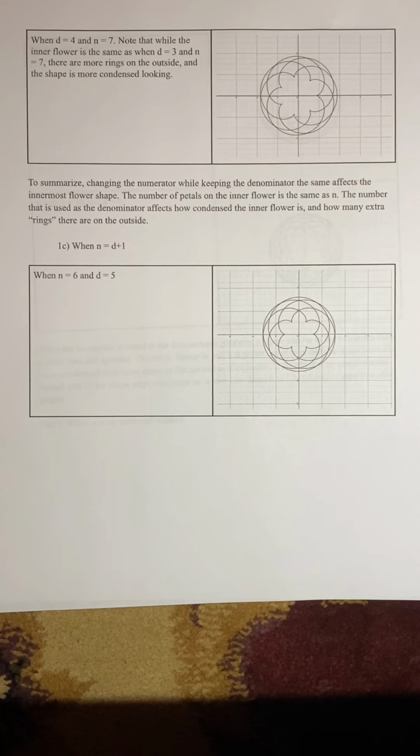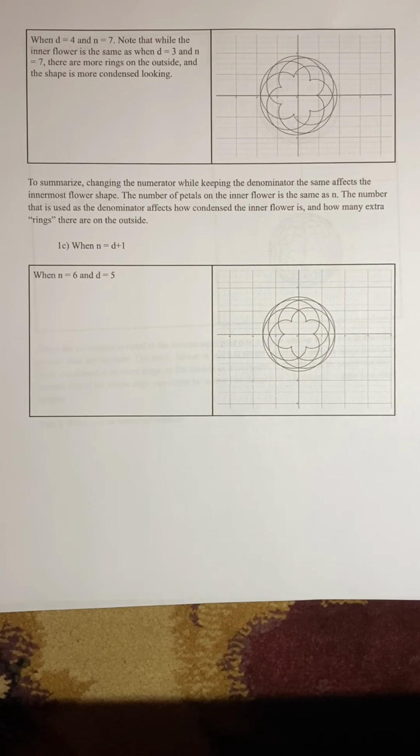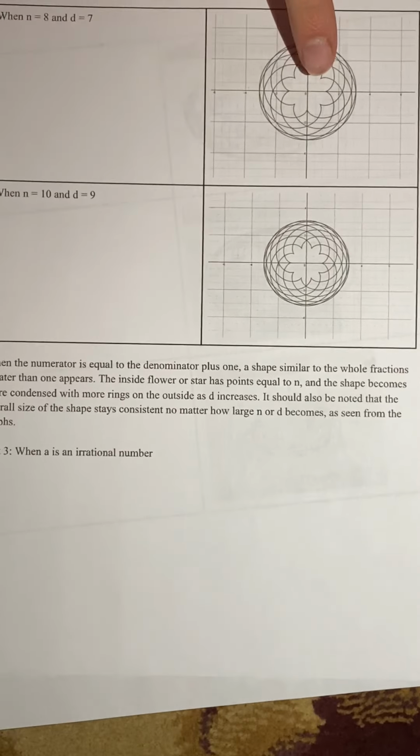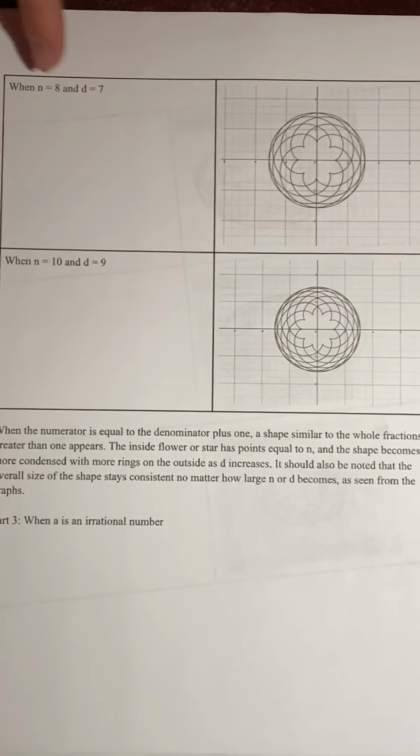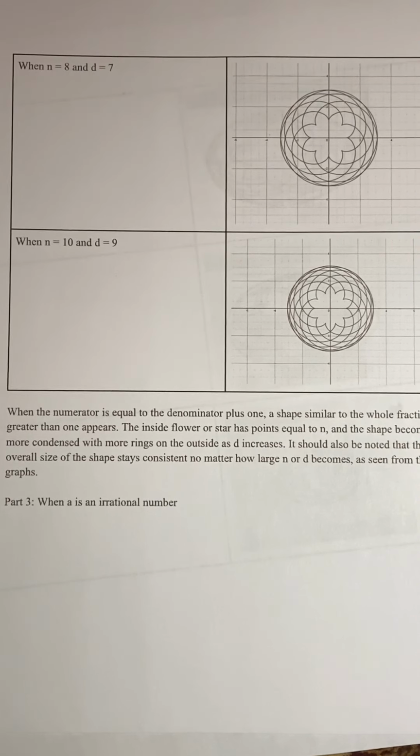Question 6, part 2c. When n equals d plus 1. In our first example, we can see that n equals 6 and d equals 5. It forms a very similar shape and follows a similar pattern as the previous example, where d is constant. The difference being that as d and n both increase, the number of petals increases according to n, as when n is 8, there will be 8 petals on the inside, and d equals 7, you can see the intricacy between the petals and the outer circle increases.